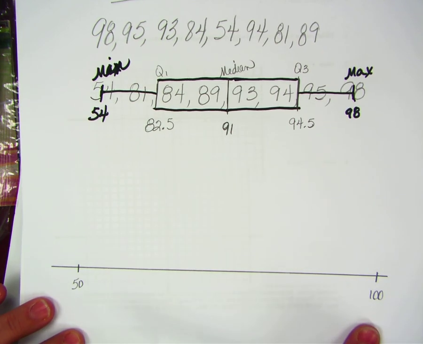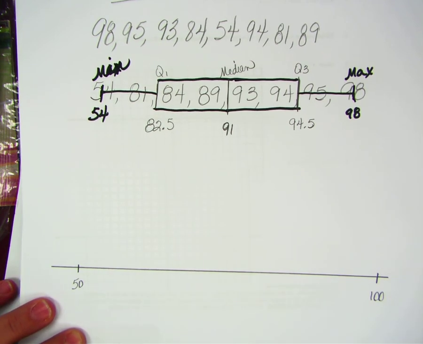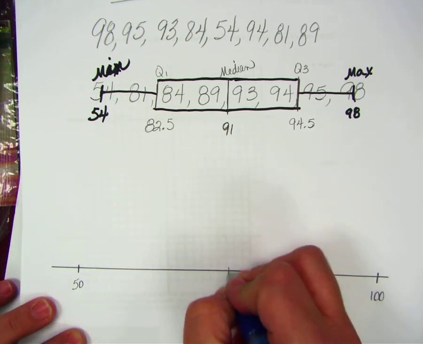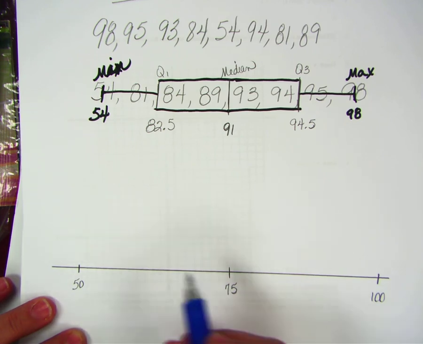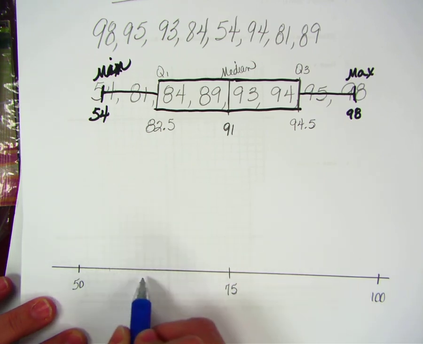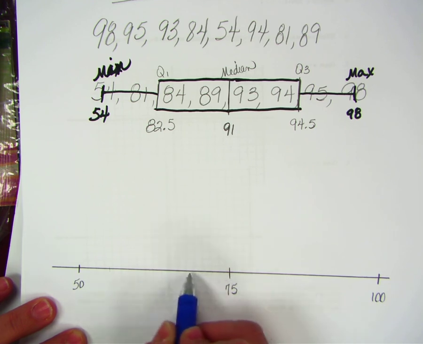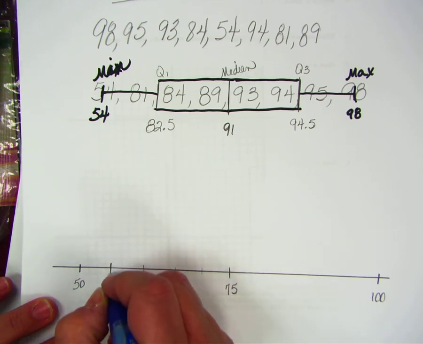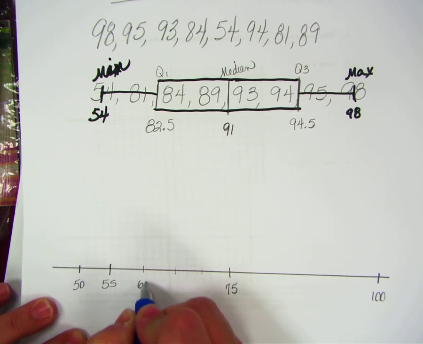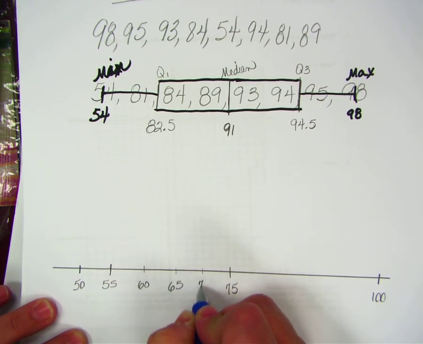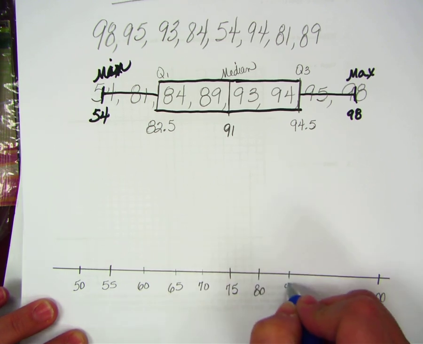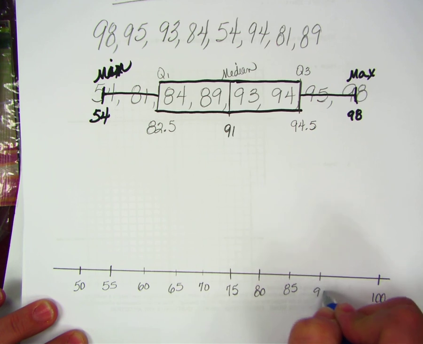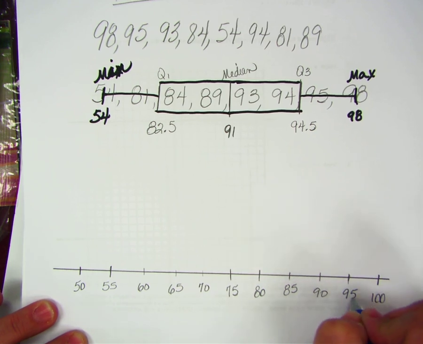And I'm not going to draw 50 numbers in here. Let's just count by 5s. That'd be okay? Let's see. This is 50, 55, yeah, that'll work. 55, 60, 65, 70, 75, 80, 85, 90, 95, and then there's 100.